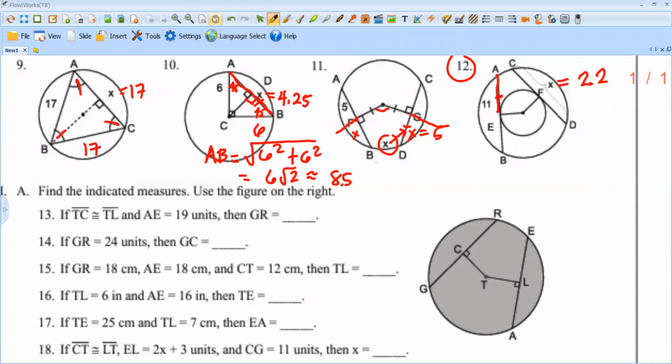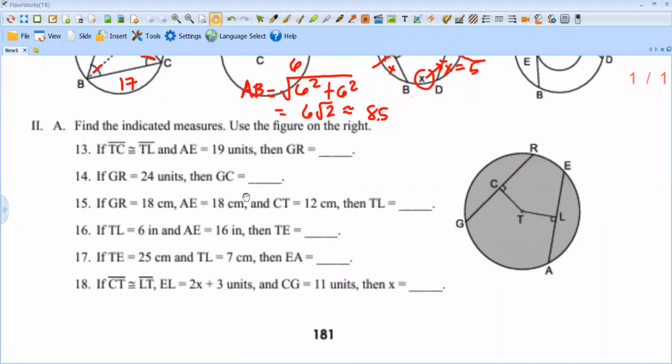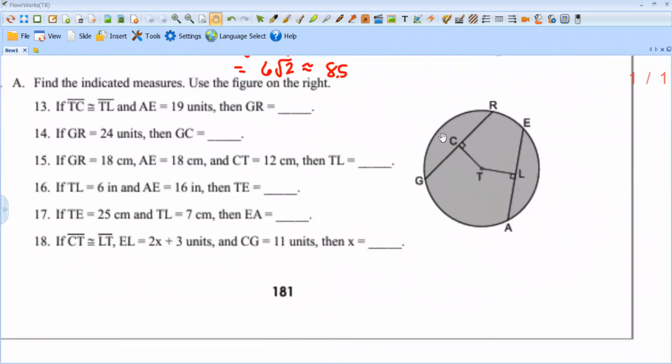Okay, now let's go to number at test 2. Find the indicated measures. Use the figure on the right. Okay, let us see. Number 13. So TC is congruent to TL. AE is 19. So this full side is 19 units. Then GR is what? GR is also 19. Okay. Next, number 14. GR is equal to 24.